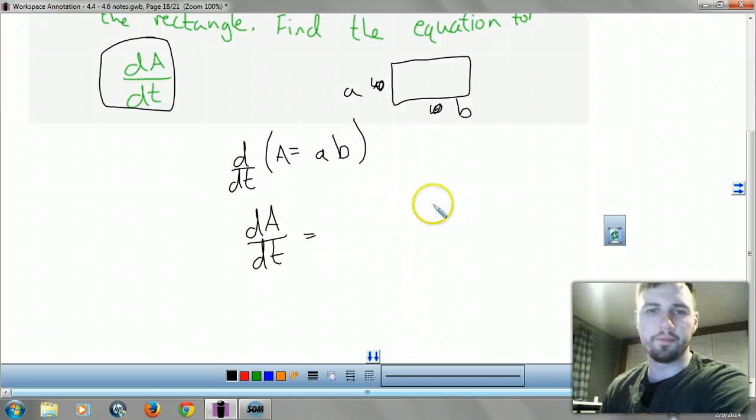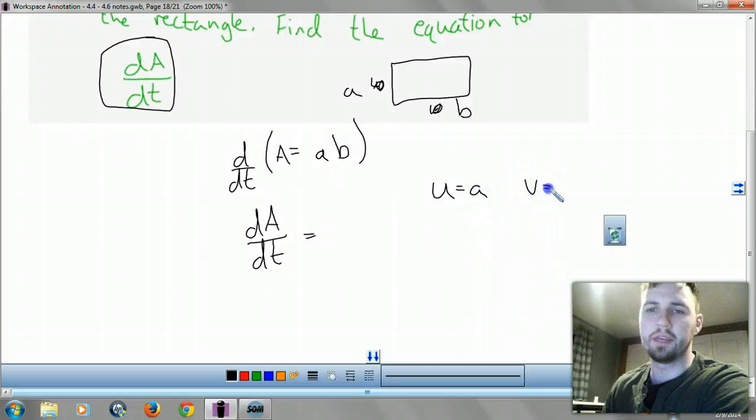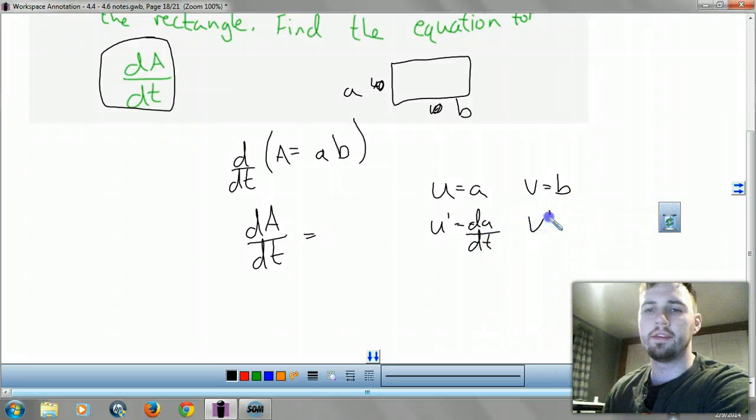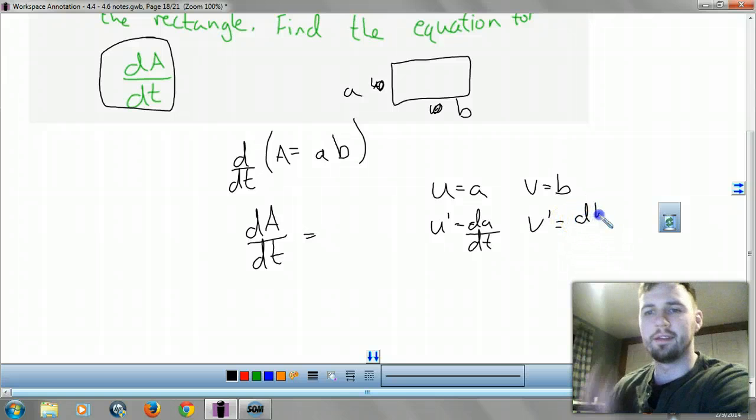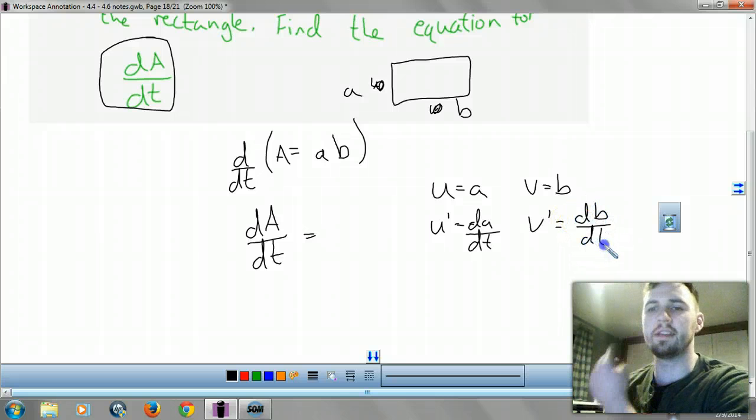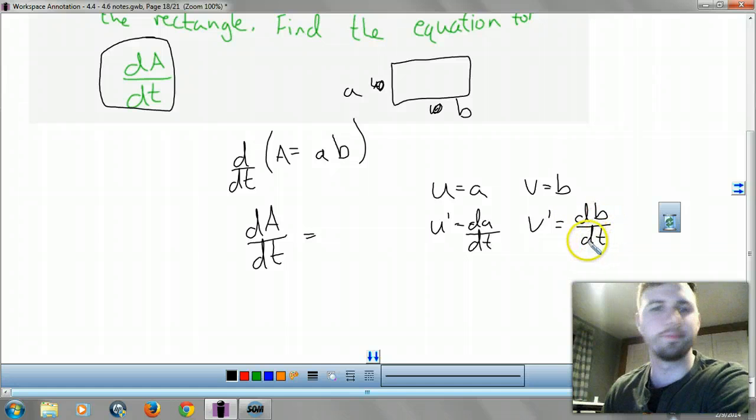Well, what we do is we have to use our good old product rule. u is a, v is b. So the derivative of a is da over dt, and our derivative of b, which is v, is db over dt.